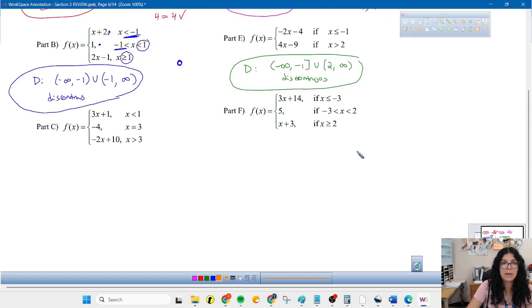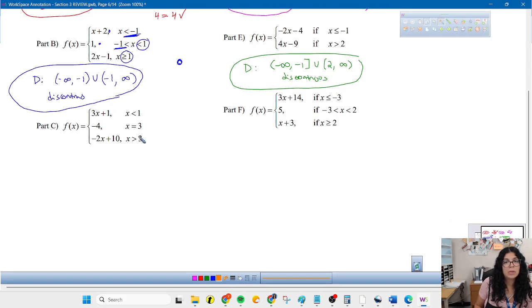All right, let's look at part C. So part C is another one where, based on the domain, we can tell this is discontinuous. We're going to use this one equation to the left of negative 1, from negative infinity till positive 1, open parenthesis because we're not including 1. And then we have this one that we're using at the x value of 3, and then we're using this one to the right of 3. So from 3 to infinity, we do have stuff, but there's nothing between 1 and 3. So this is discontinuous.